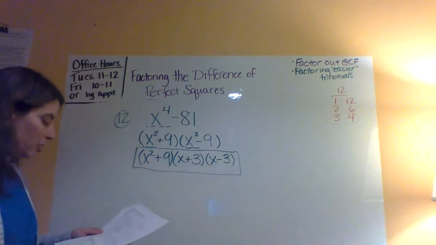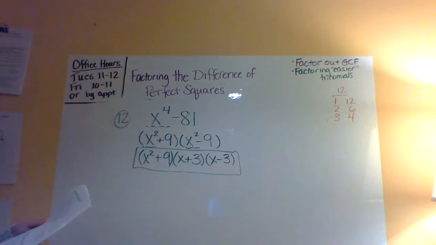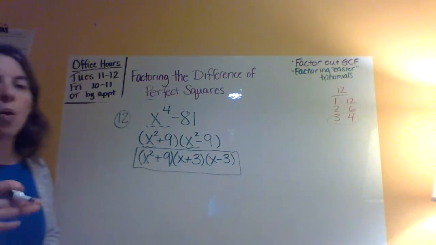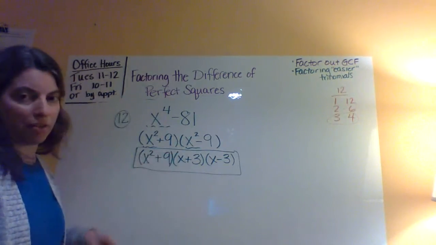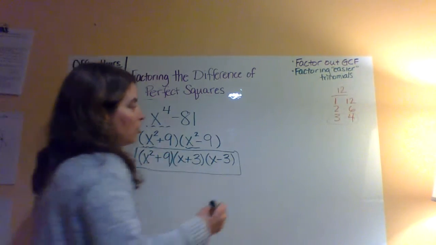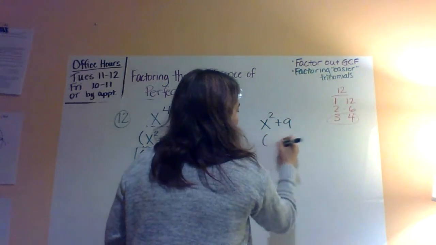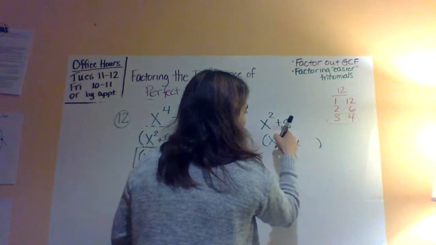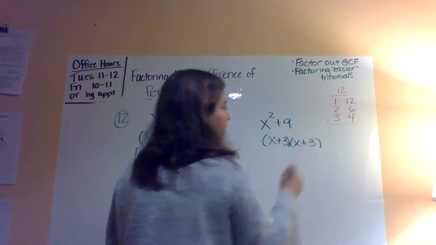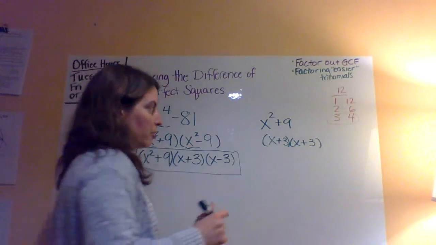So the next question there talks about this x squared plus 9. Can we factor x squared plus 9? Or anytime we have the sum of perfect squares instead of the difference, can we factor those? So let's take a look. If I have x squared plus 9, and I want to factor it. Well, if I have a plus 9 here, I know that means I have to have the same signs. So let's try x plus 3 times x plus 3.